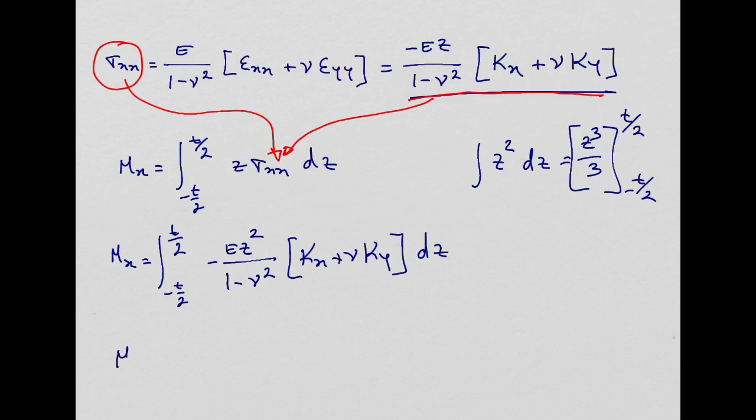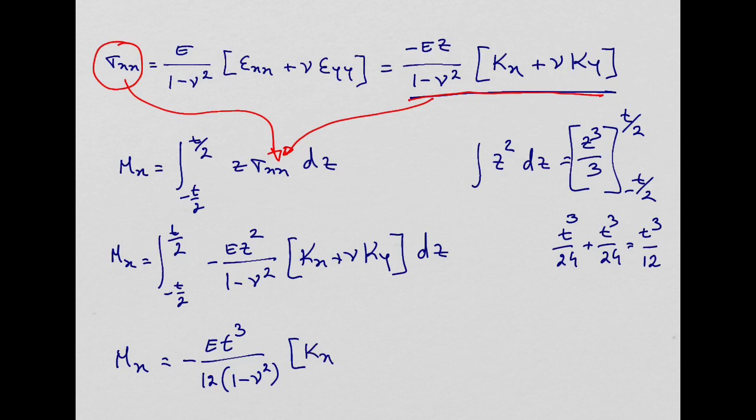So if I do that, I get, okay, let me see. I will have here t power, if I do this primitive, t power 3, so 2 power 3 is 8, 3 times 8 is 24, minus with minus becomes plus. Okay? Just a basic primitive. So we get something like this, minus E t power 3 over 12 times 1 minus Poisson ratio squared, times qx plus nu qy. Okay?